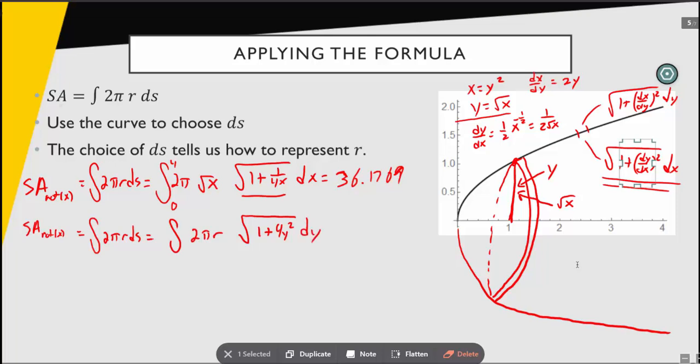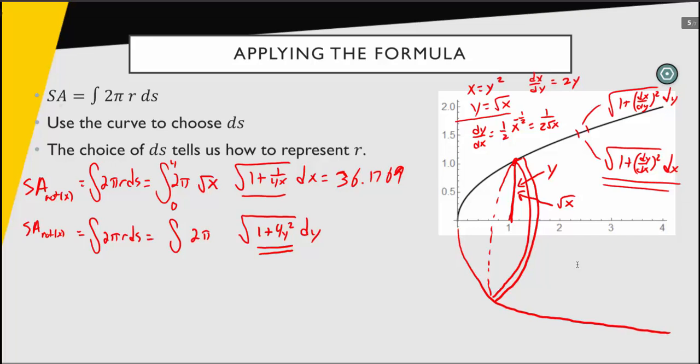But now it says, well, if I'm choosing to represent ds as a function of y, I need to represent my radius as a function of y. But the radius is that same distance, it's still the height. So now if I want that as a function of y, it would just be the value y.